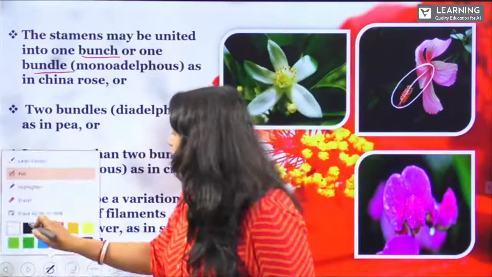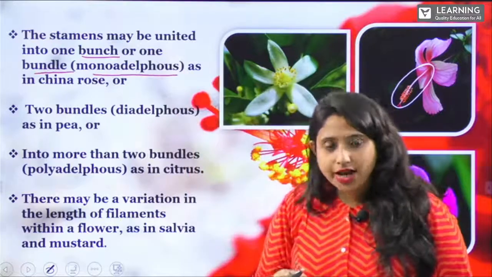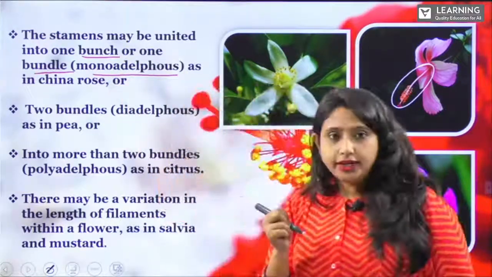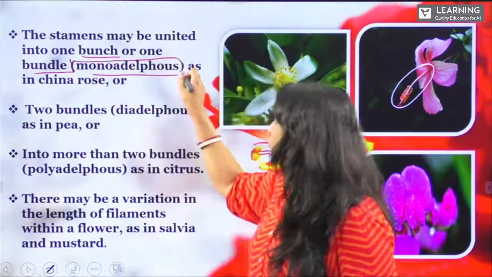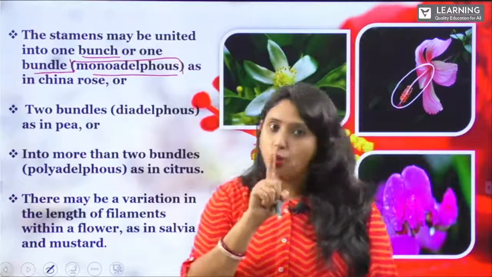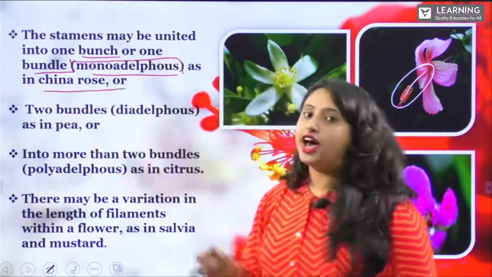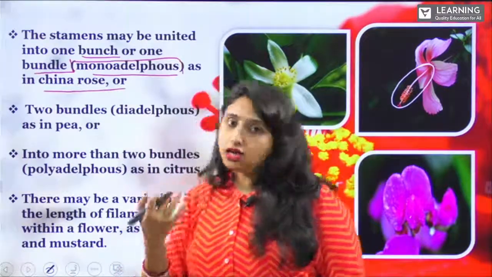Okay, this is called monoadelphous. When the stamens are united as a single branch, in one bundle, we call it monoadelphous. Mono means one, all right? We see this type of arrangement of the stamens in the China rose and the rose.